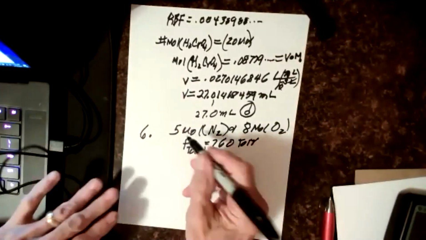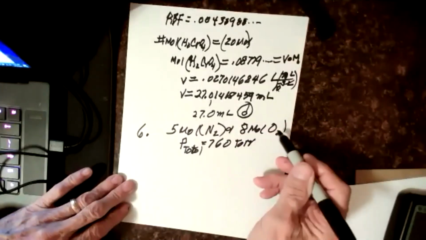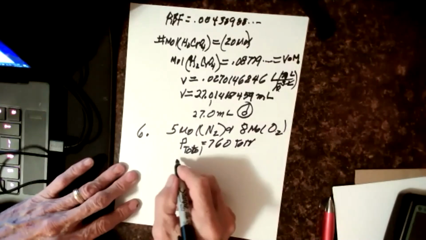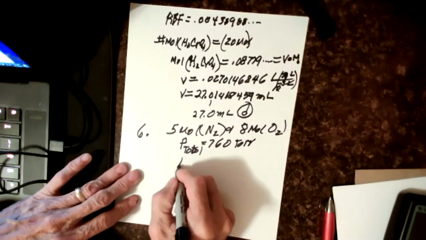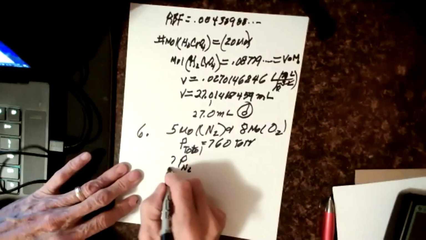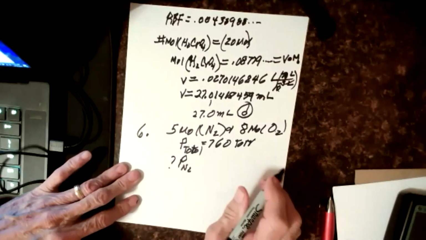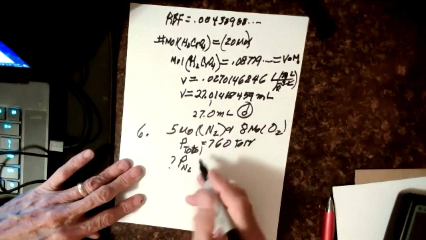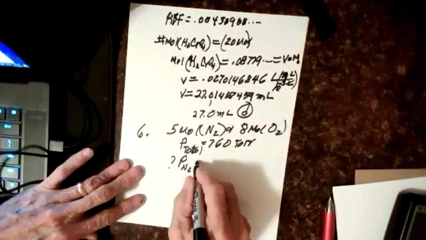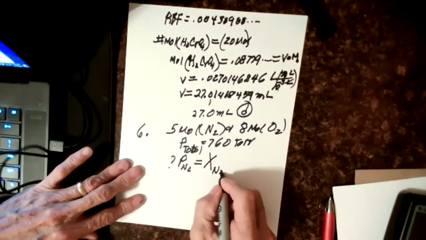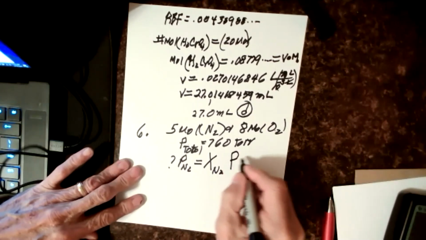So the problem has 5 moles of nitrogen, 8 moles of oxygen with a total pressure of 760. And we want to know what's the partial pressure, P of N2, in that mixture. Okay, this is going to be a Raoult's law problem because we're given a number of moles and all this kind of stuff. And so the pressure of the nitrogen would be the mole fraction of the nitrogen times the total pressure.